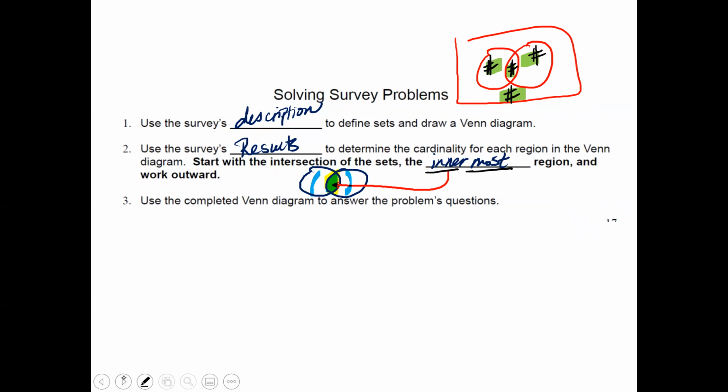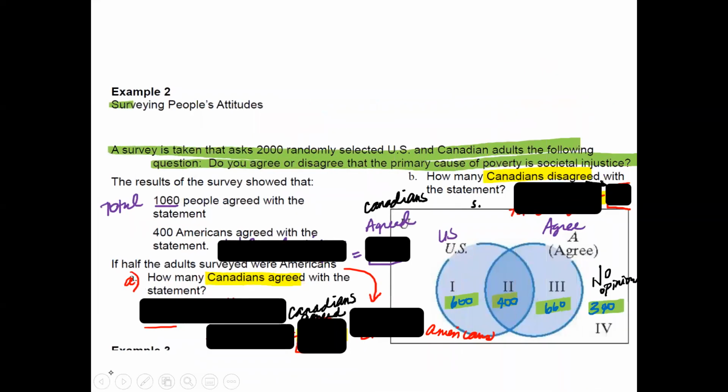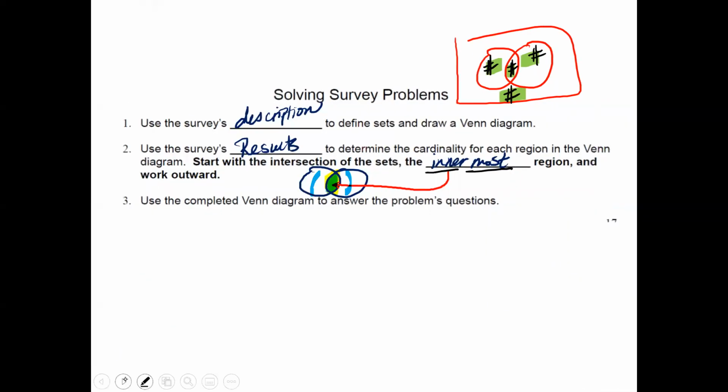Complete the Venn diagram to answer the problem's questions. So you need to make sure every single area has a number. And once that's done, you can go ahead and answer the question.